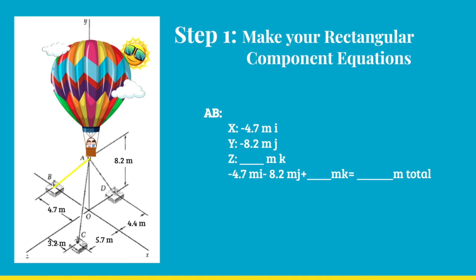Finally, we can tell that there is no orange line to demonstrate a Z component, so there is no Z component for cable AB, seeing as though the cable never extends in front of or behind the x-axis. Since this is the case, substitute a 0 into the appropriate spots.